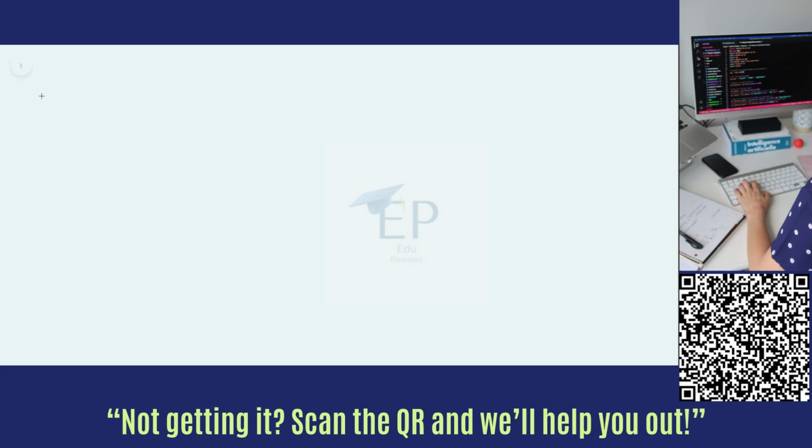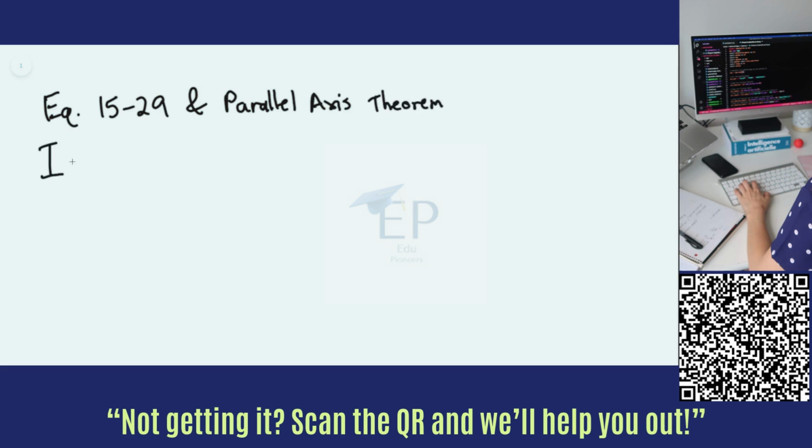We can first use equation 15-29 and the parallel axis theorem, where we can say that the moment of inertia would be equal to the moment of inertia through the center of mass plus mh squared, where here h is equal to d. D is what we're trying to find.